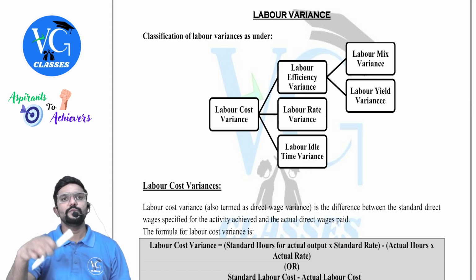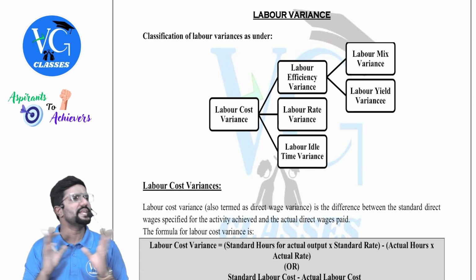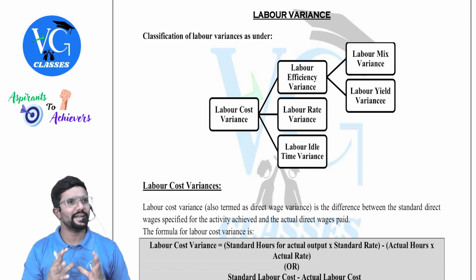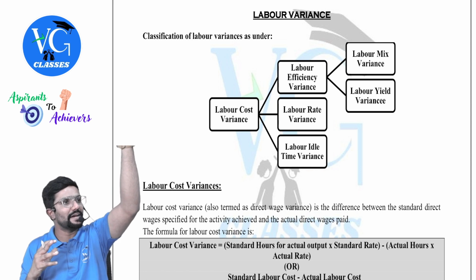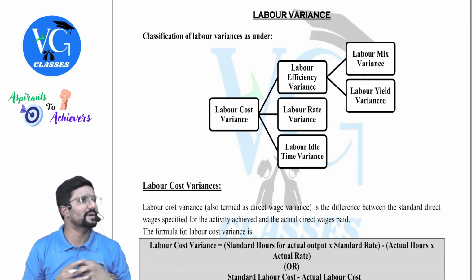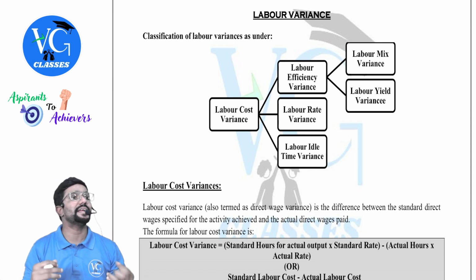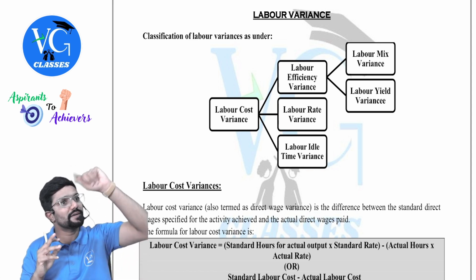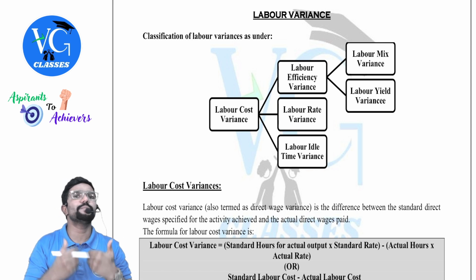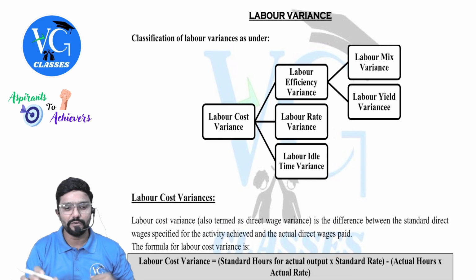Now we will move towards the labor variances. Guys, when we have understood the material variances, labor is very easy. Under labor, whatever was the quantity under material is now replaced by hours. Whatever price was there is here replaced by rate. Rate per what? Hour. There it was price per unit or price per kg, and here it is rate per hour.